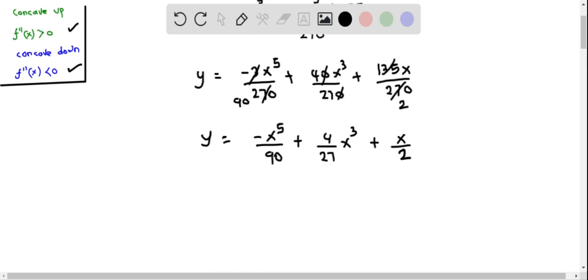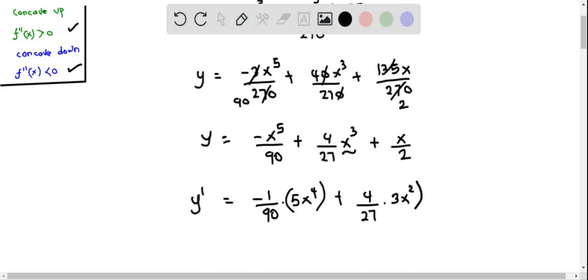and so we can easily find its derivative. So let's find the derivative of y with respect to x. I write this as y prime, and this equals, here we have negative 1 by 90 as the constant, and we find the derivative of x to the power 5 using the power rule, which is 5x to the power 4. Then I put 4 by 27 multiplied with the derivative of x cubed, which is 3x squared. When we use the power rule, we put the power in front and reduce the power by 1. So it is 3x squared. Plus we put this 1 by 2 constant and find the derivative of x, which is 1.